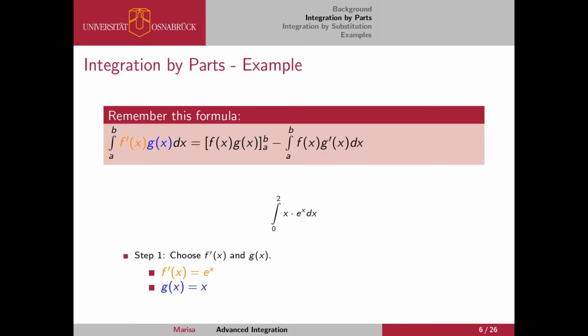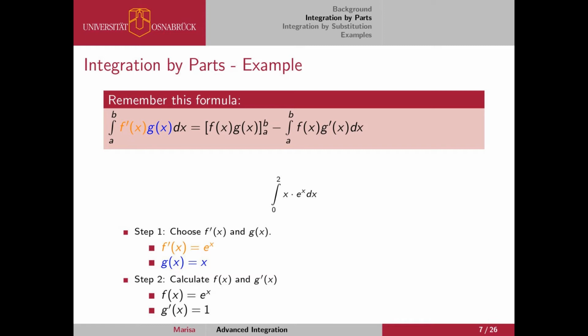In our example, we could either use x as g of x, which would have the derivative 1. The other option would be using e to the power of x as g of x, but this would have the derivative e to the power of x, which is a lot more complicated. Therefore, we choose x to be our g of x, and consequently e to the power of x will be our f prime of x. We are set and ready for the next step.